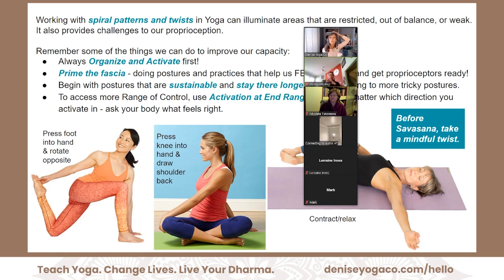So, just a little reminder of things we do naturally in yoga practice, very easy to incorporate, that improve our capacity. Always organize and activate. Do these fascial priming actions. Draw people's attention to what to feel, because sometimes if you just say feel, they don't really know what to feel. So I would recommend directing them to feel the back body, feel the front body, feel the side body, and then sustaining postures for longer. I really would love to hear if you try that and what comes up for you. And then activation at end range. So some of the really, really easy tools to incorporate.